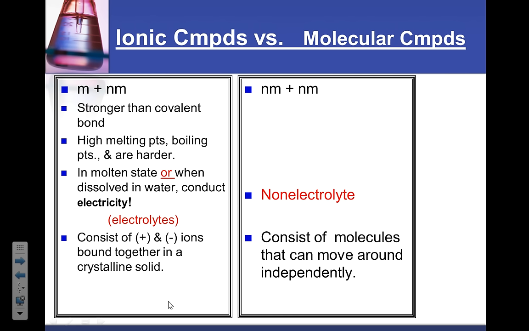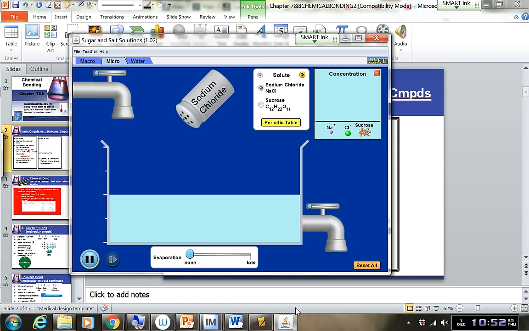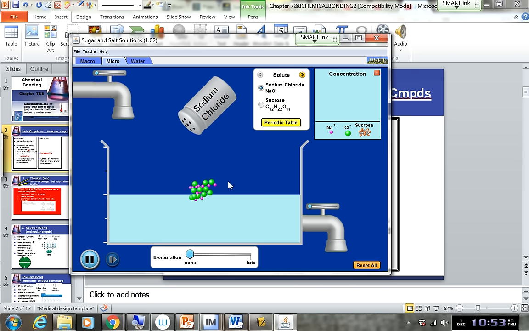So I want to show you a little animation of what would happen if you dissolve an ionic compound in water, and then what would happen if you dissolved a molecular compound in water. All right, I'm going to go to the microscopic level. So here we have some water, and I'm going to just shake a little bit of the sodium chloride in the water. Notice what's happening as soon as the water comes into contact with the ionic compound, the water pulls the ions apart. So you have free flowing ions here.